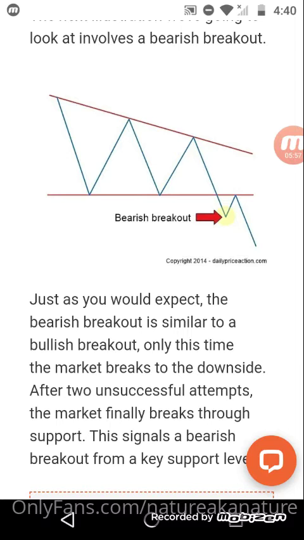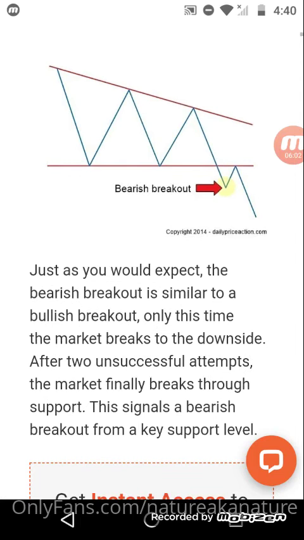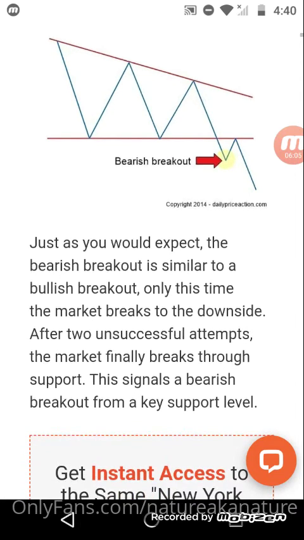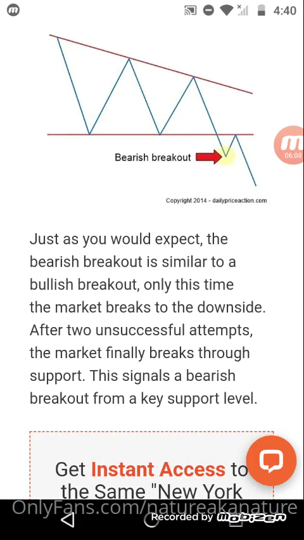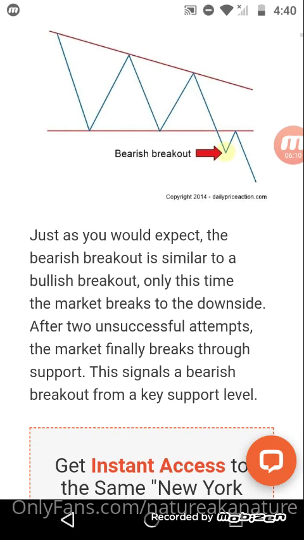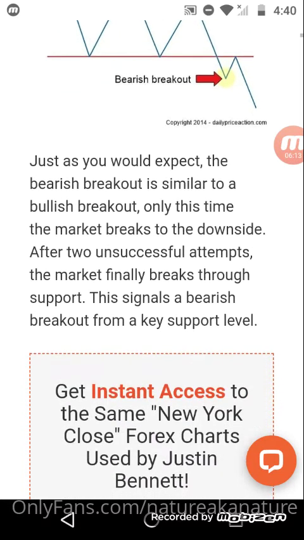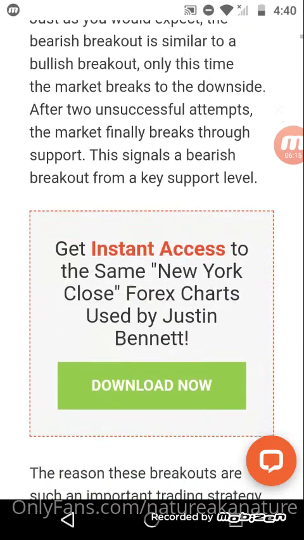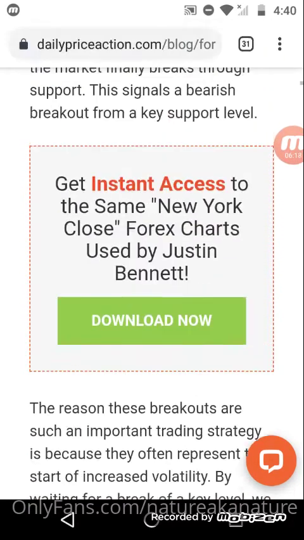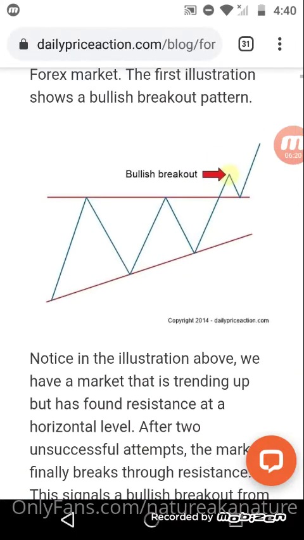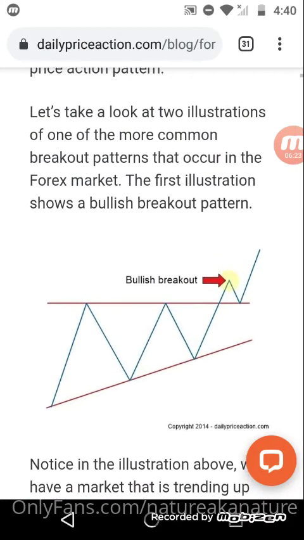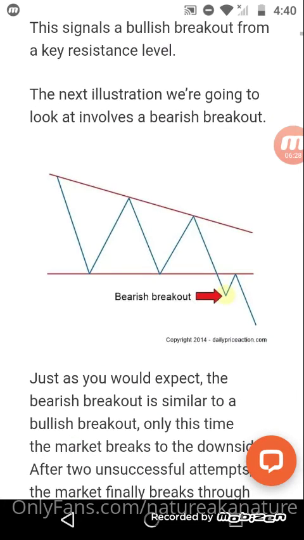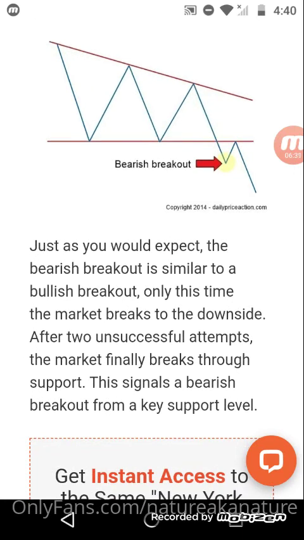After two unsuccessful attempts, the market finally breaks through the support. This signals a bearish breakout from a key support level. So once it broke out of the key support level, it made a bearish breakout. It's important to understand this. I wanted to show y'all what a bullish and a bearish breakout looks like. This is a bullish breakout: once it breaks out of the resistance level and continues going up, it's called a bullish breakout. Once it breaks down below the support level, it's called a bearish breakout.